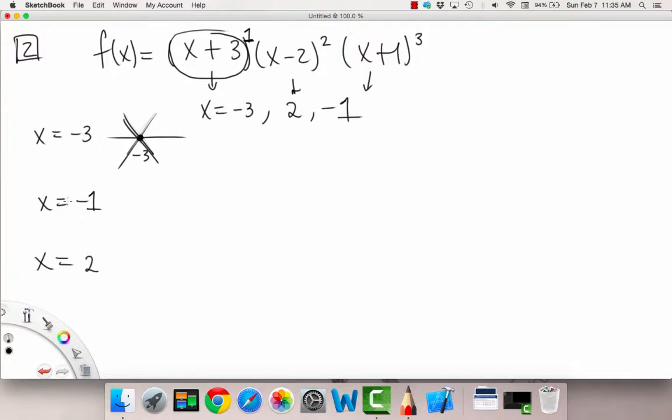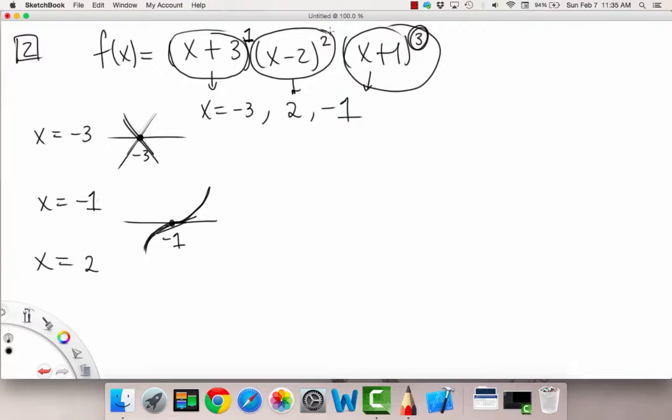On the other hand, let's look at the negative 1 grouping, and we see there's a power of 3 on it. Here's the horizontal axis, the x-axis, and here's our negative 1. This is going to be like a cubed function, so it's going to look like an S as we get close to that zero. It resembles the cubed parent graph.